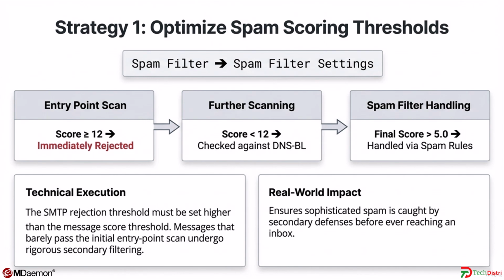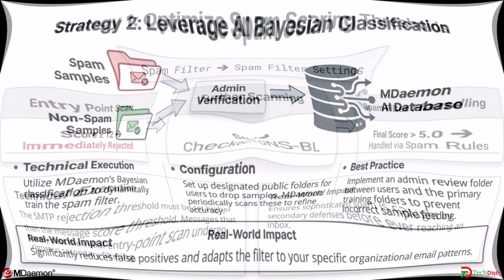The first step is optimizing the spam filter scoring system. Navigate to spam filter settings. Every incoming message receives a spam score based on content analysis, heuristics, and reputation checks. Messages that exceed a high rejection threshold, for example a score of 12 or higher, can be rejected immediately during the SMTP session. Messages with lower scores are allowed into secondary inspection layers such as DNS block lists. Finally, messages exceeding the final threshold, commonly 5 points, are handled using spam filtering rules. Correct threshold tuning ensures suspicious emails go through deeper analysis rather than bypassing protection.